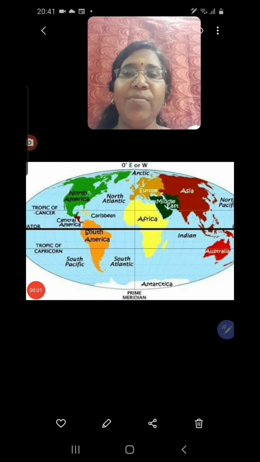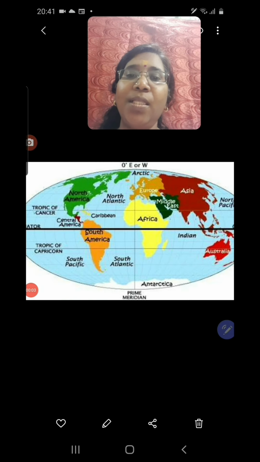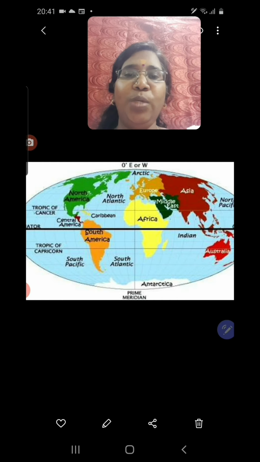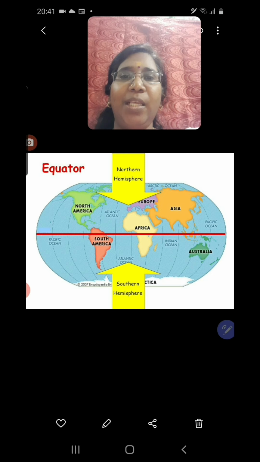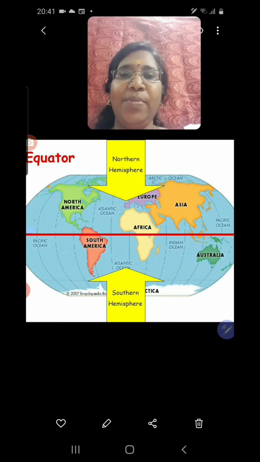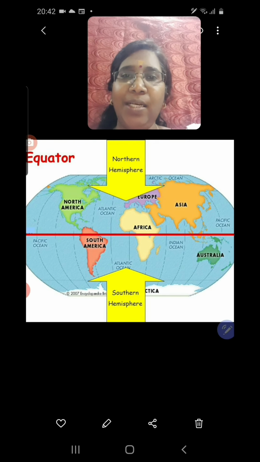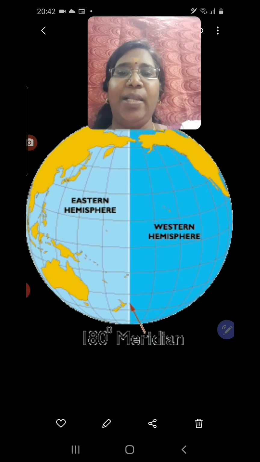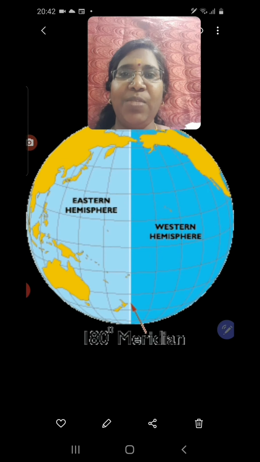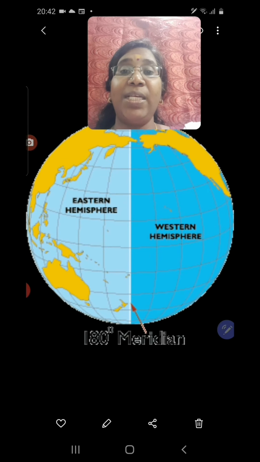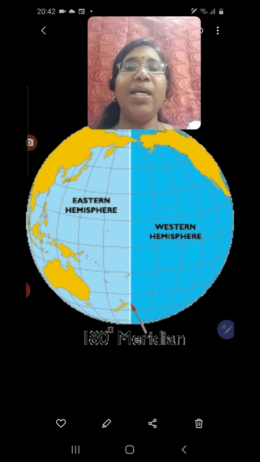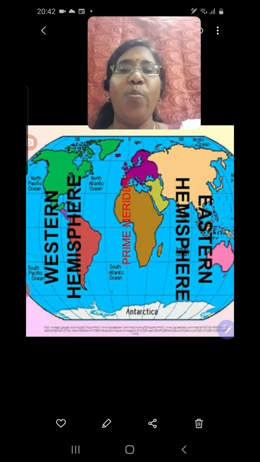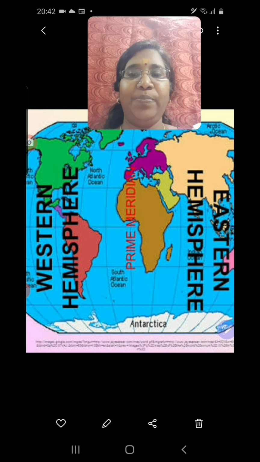So the equator, which passes through the center of the earth, divides the earth into two equal halves, that is, the northern hemisphere and the southern hemisphere. And the prime meridian, which is a vertical line passing through the center, divides the earth into two equal halves, the eastern hemisphere and the western hemisphere.